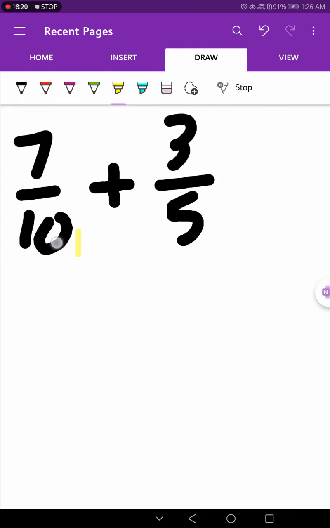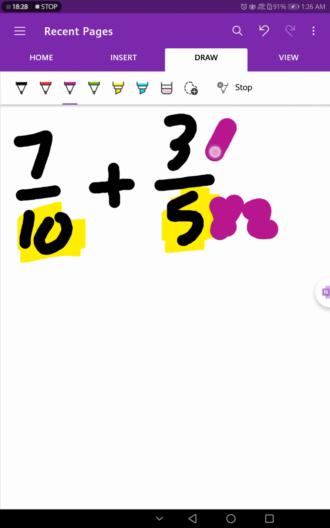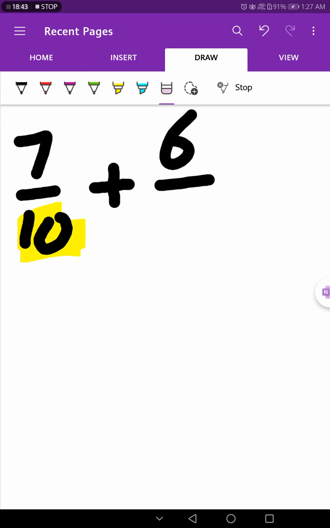We cannot add because of this. They are different. So how do we make them like? Multiply by 2. Now this will be 6 and this will be 10. Now they are like, yes, add up and don't touch the down.